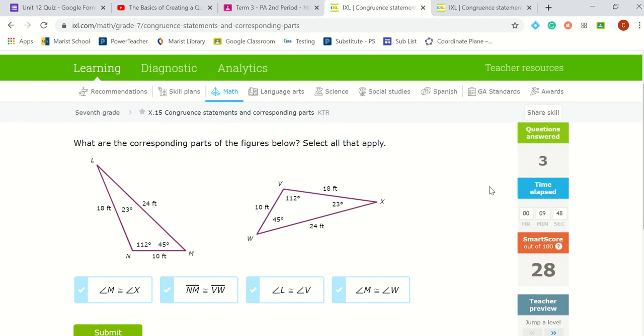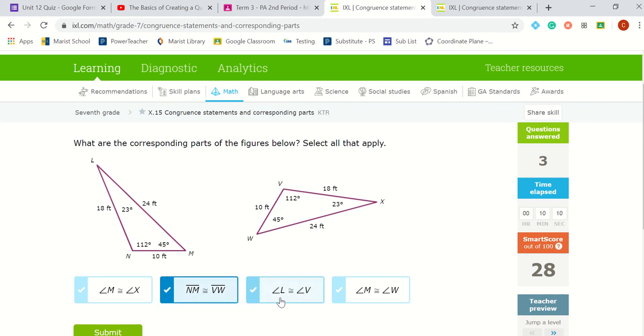Let's try another. What do we have here? What are the corresponding parts of the figures below? Select all that apply. Okay, is M congruent to X? Let's take a look. Is M 45 degrees congruent to X? 23 degrees. No. Is NM, 10 feet, congruent to VW? VW is 10 feet. Those are congruent.